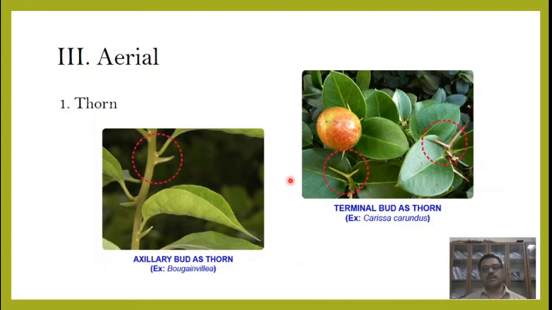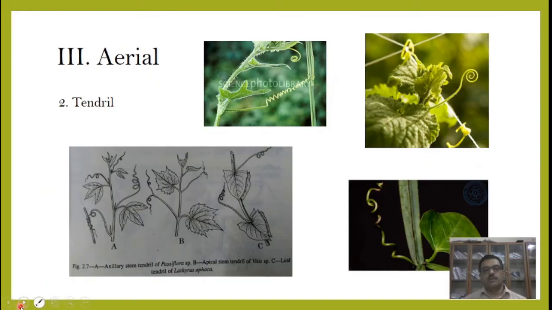Both types of buds give rise to thorns. In the case of bougainvillea, here we can see axillary buds develop into thorns, and in Carissa carandas we find that the terminal buds, it is at the tip that thorns are found here. So the terminal buds are the ones that develop into thorns in these cases. The second type is the tendril.